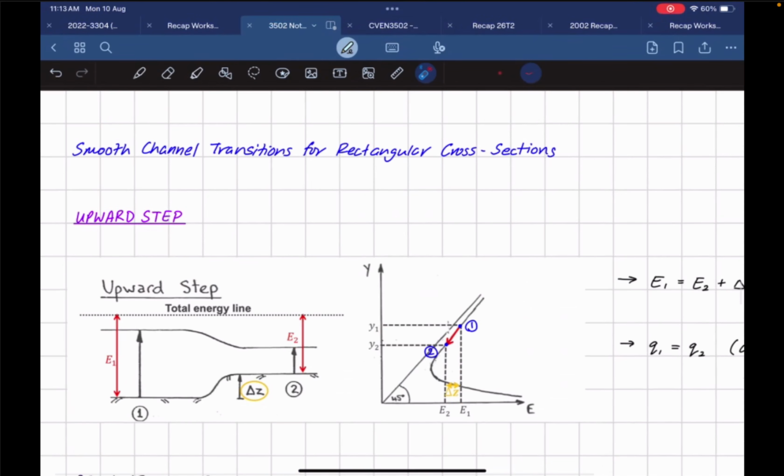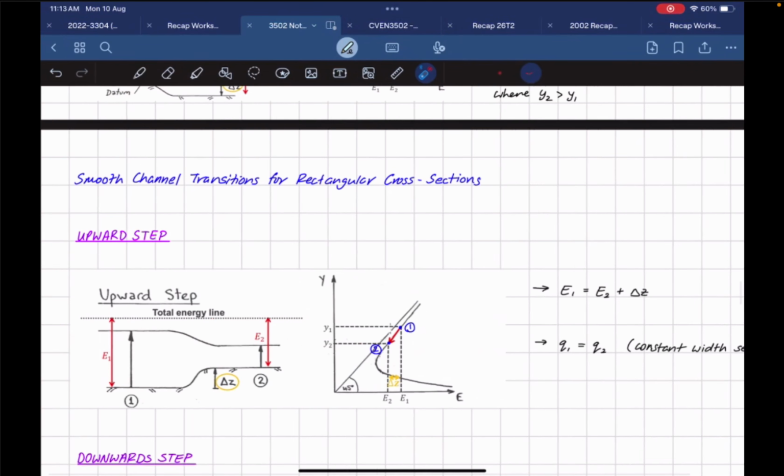By the way, the units for specific energy is what? Meters, exactly, perfect. So the units for head and specific energy are the same. It's in meters.